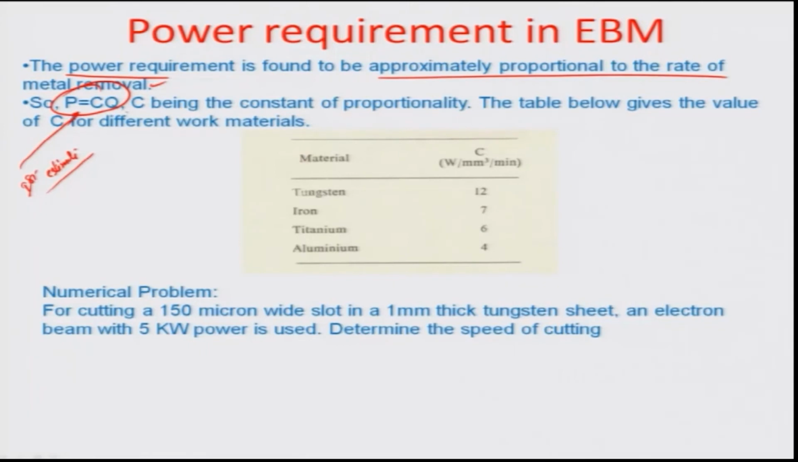So, this is only a first estimate, or a guesstimate, of the power. C is a proportionality constant, which has been calculated for different materials like tungsten, iron, titanium, and aluminum, and it is the power needed per unit material removal rate. The power is in watts, and you can see some of these values. Let us look at a small example problem here. Let us say we have to cut a 150 micron wide slot using E-beam, on a 1 mm thick tungsten sheet, and a beam power of about 5 kilowatts is used in this particular case. We have to determine the speed of cutting.